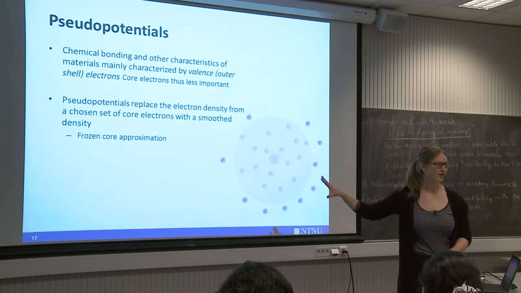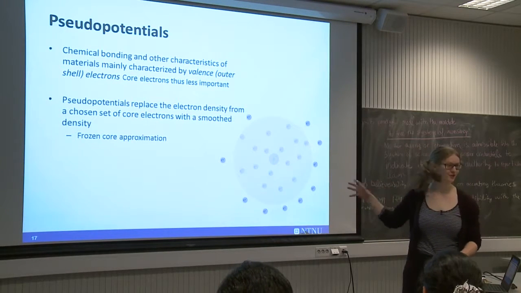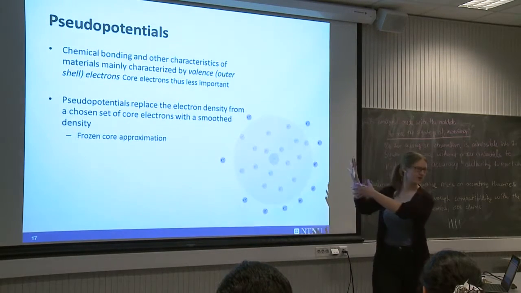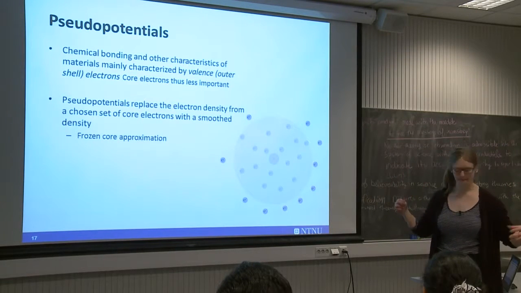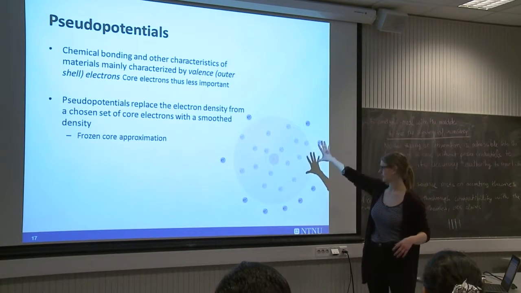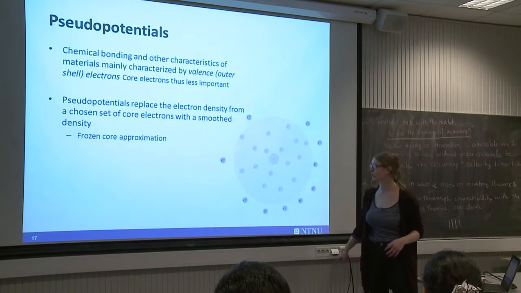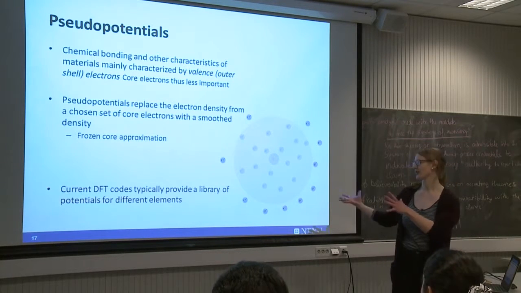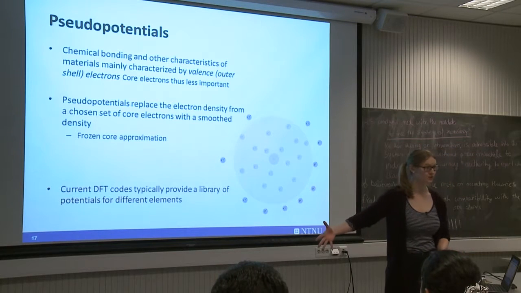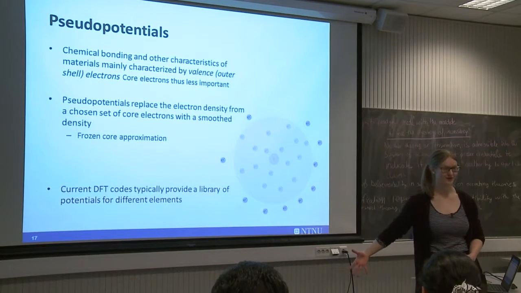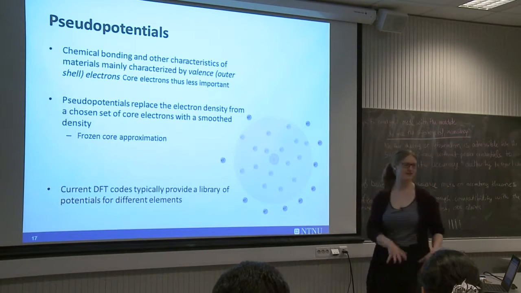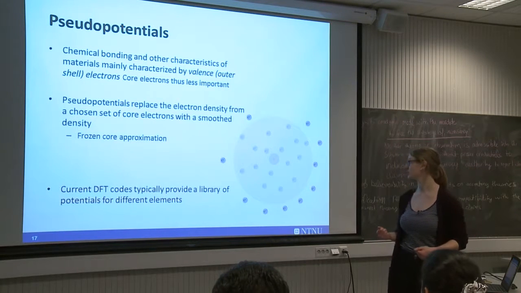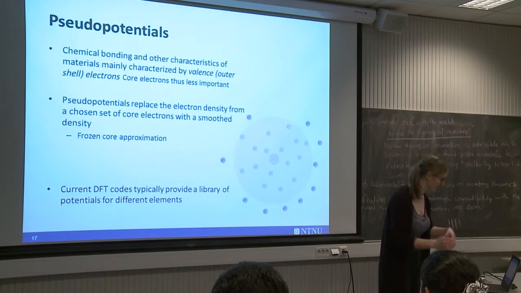That makes calculations so much easier to do, because the inner electrons are now just in some effective positive potential, and then you only let the outer electrons move. And a nice thing is that current DFT codes provide these pseudo-potentials. It's not like you recalculate what this inner part is every time. So there's often a library with these pseudo-potentials that you use for each element in the periodic table.